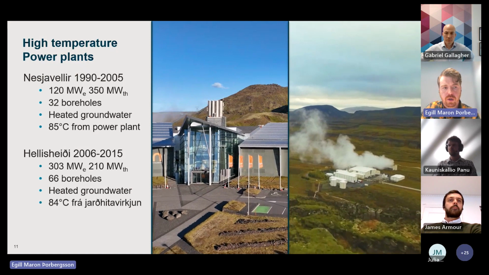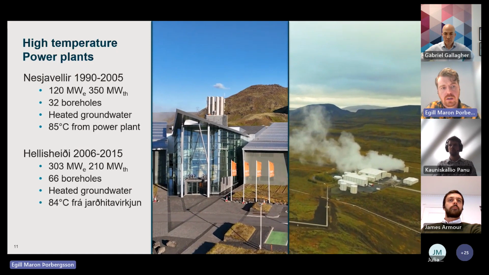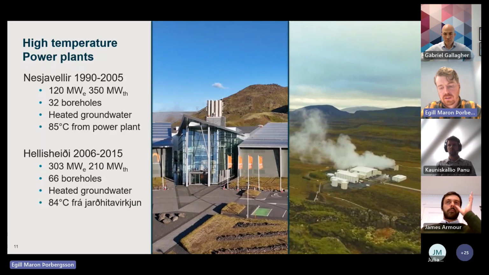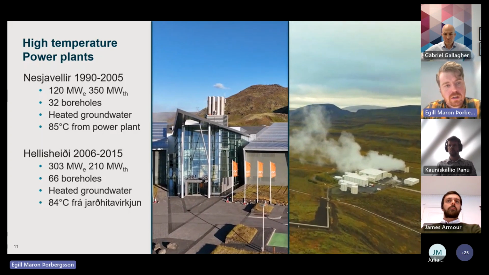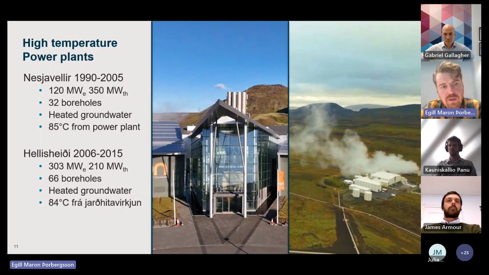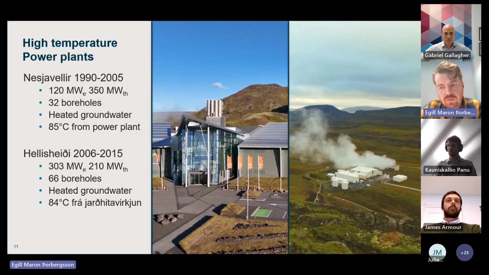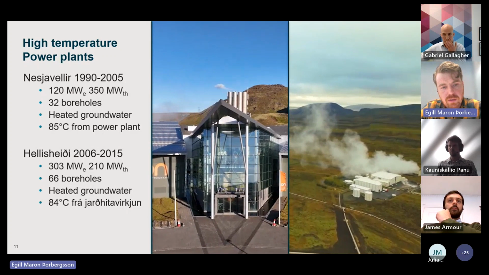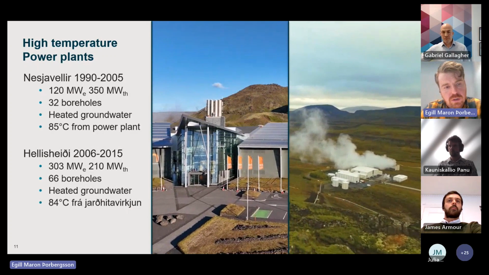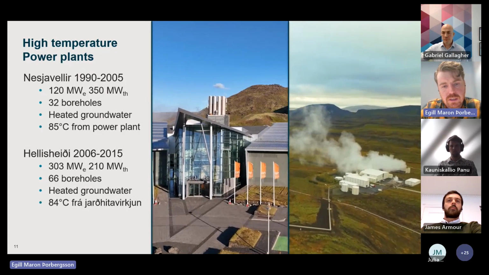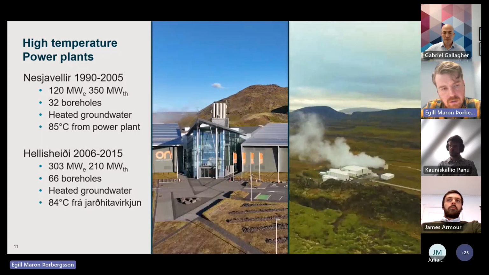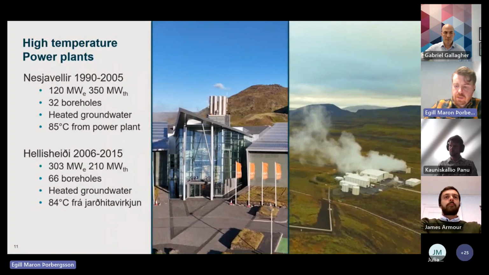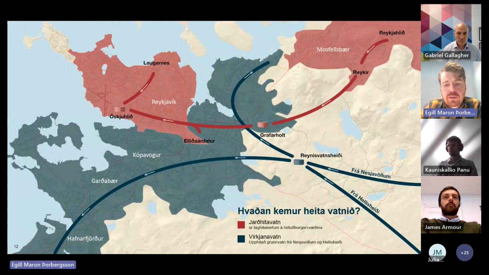We also have 2 geothermal power plants. Nesjavöllur, which was started to build in the 1990s and then was built in several stages to 2005. It produces around 120 megawatts of electricity and 350 megawatts of thermal for the hot water. And we get around 85 degrees from that power plant. Hellisheiði, which is much newer, they started building that in 2006 and it can produce around 300 megawatts of electricity and 210 megawatts of thermal. We get around 84 degrees Celsius from them. So this is the capital area.